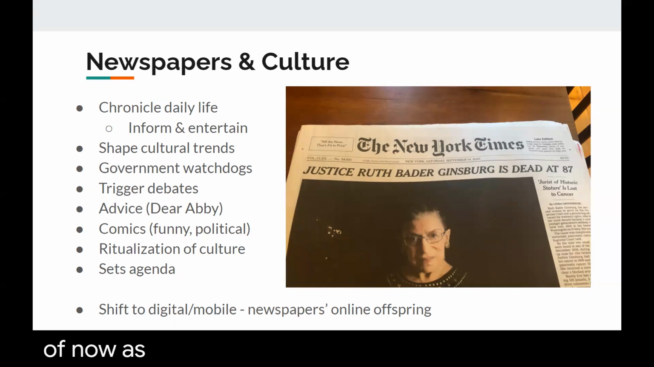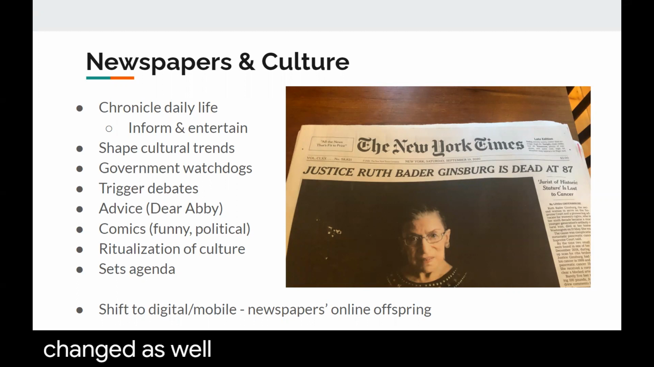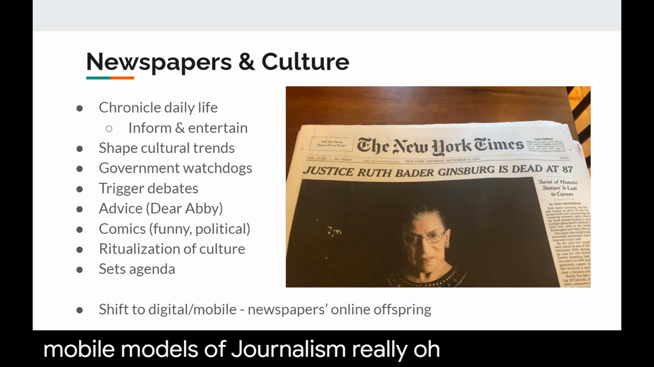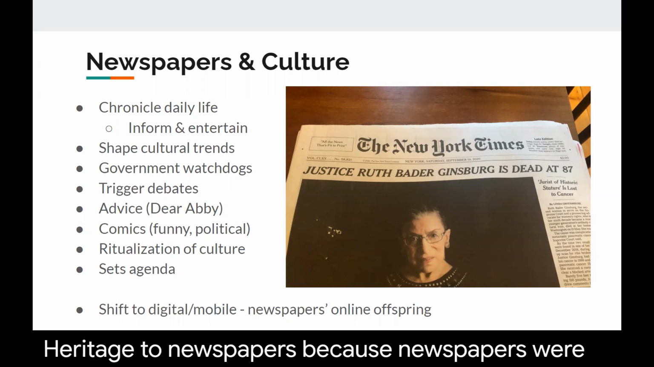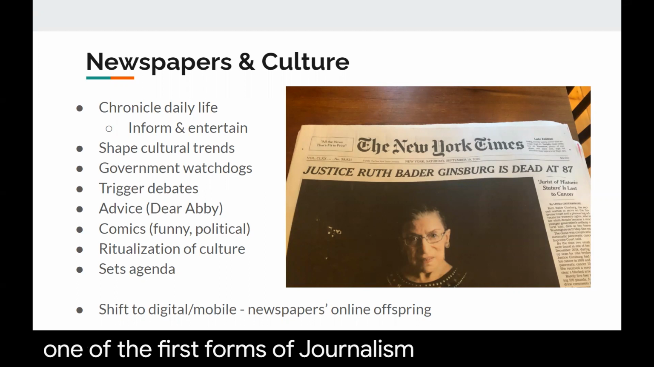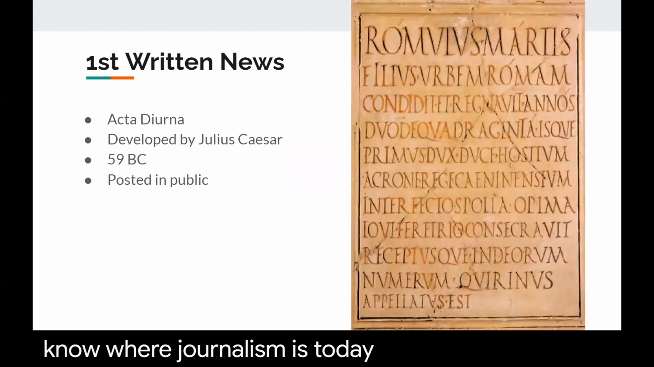Now, as the industry has changed, that certainly has shifted and changed as well. But even the current digital and mobile models of journalism really owe their heritage to newspapers, because newspapers were one of the first forms of journalism within America. So it's important to look back at the history so we can know where journalism is today.